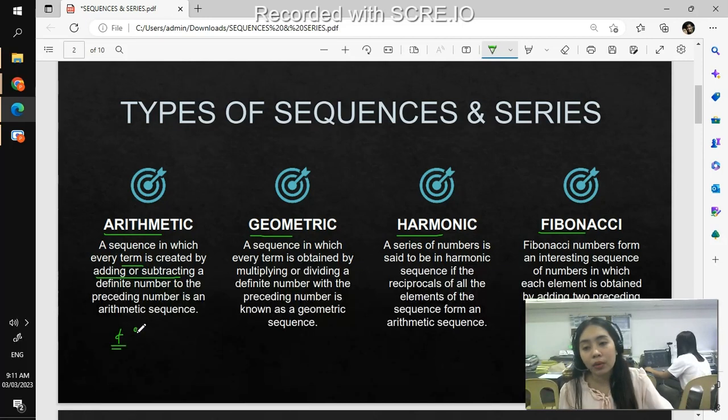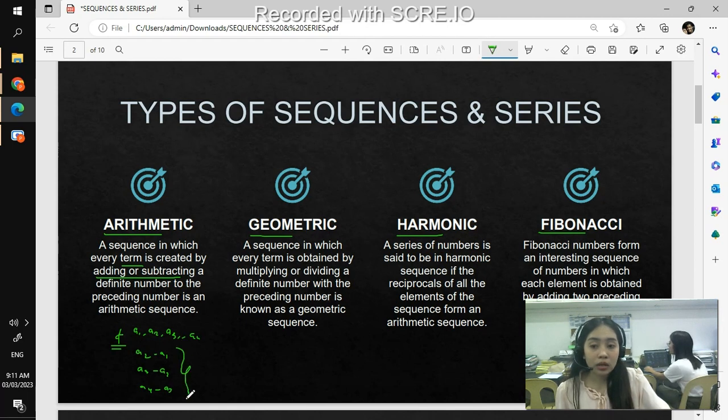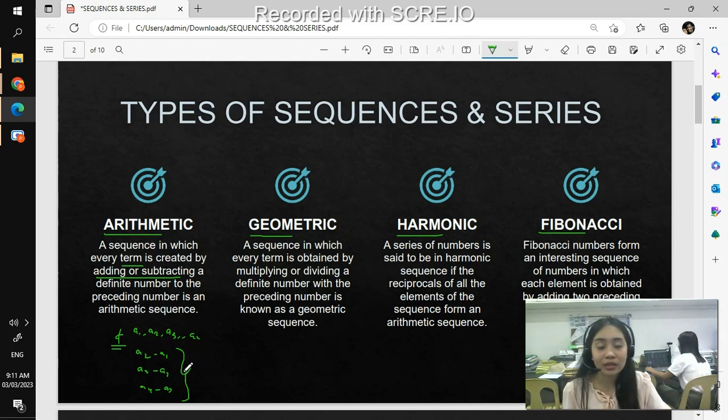So if you do have the sequence a sub 1, a sub 2, a sub 3 until a sub n, you will be subtracting backwards. So you will have a sub 2 minus a sub 1, a sub 3 minus a sub 2, a sub 4 minus a sub 3. So these numbers should come up with the same difference for you to identify that the given sequence is arithmetic. Next is we have the geometric sequence.